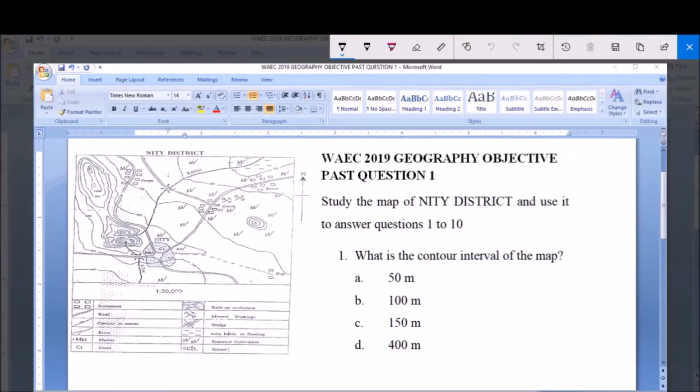Hello, I'm going to be answering WASSCE 2019 Geography Objective Past Question 1. The instruction is: study the map of Niti district and use it to answer questions 1 to 10. This is the map given to us of Niti district, and this is question 1. What is the contour interval of the map? A. 50 meters, B. 100 meters, C. 150 meters, D. 400 meters.